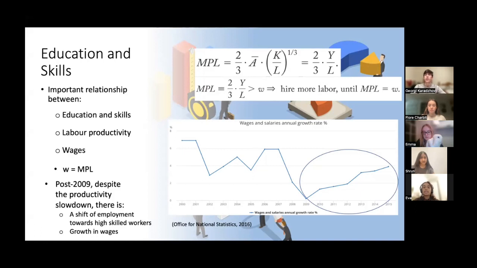Post-2009, the UK, France, and the US have all seen a shift of employment towards high-skilled workers. Moreover, the figure shows that wages in the UK have been increasing. As a result, education and skills cannot explain this productivity slowdown.